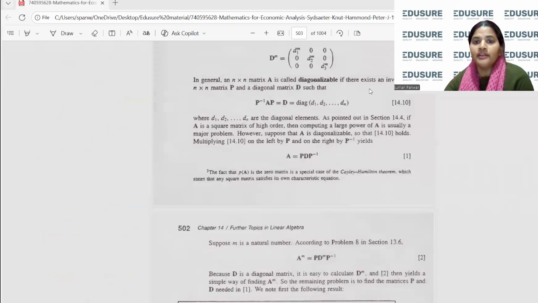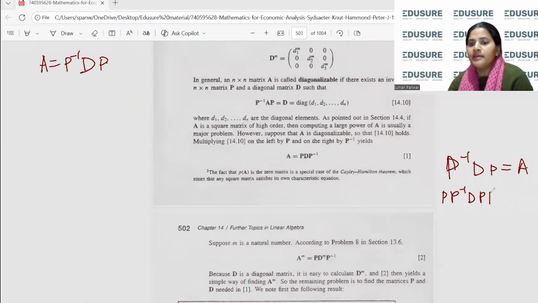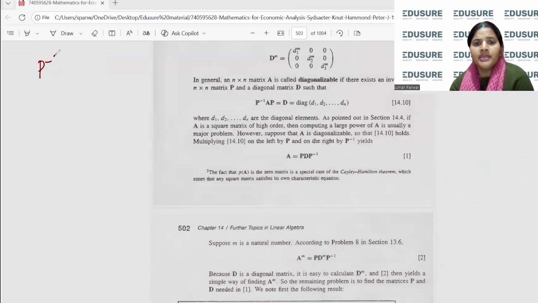Now, why is this important? We know that P inverse AP is equal to D. This was my definition of diagonalization of A. So we can also write D is equal to P A P inverse in the other direction. That means I can write A is equal to P D P inverse.